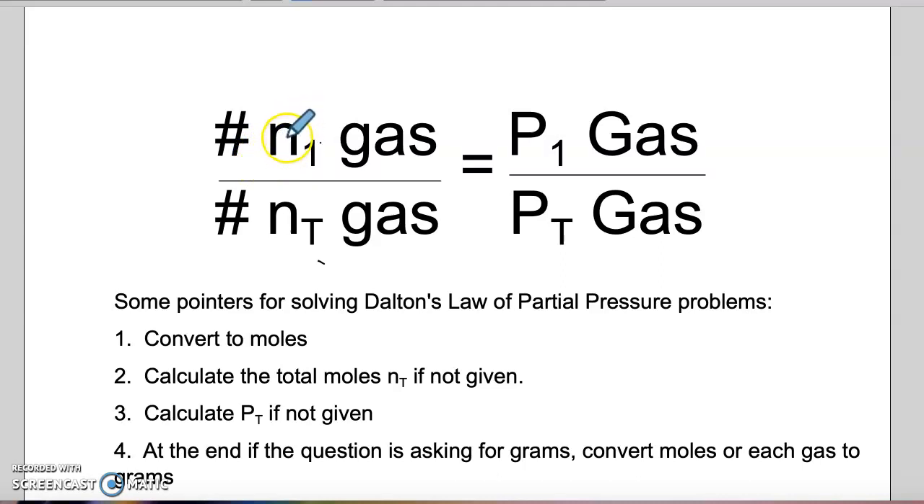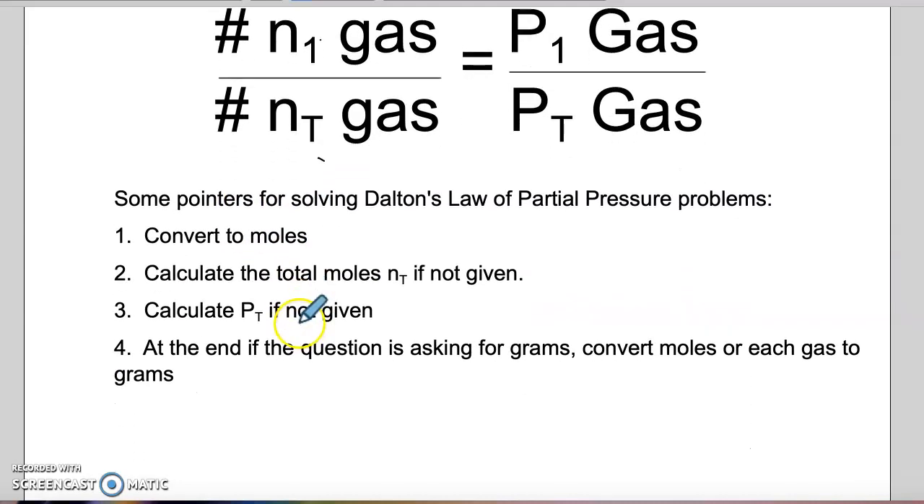I'm not going to show you that right now, but I think it makes sense that the number of moles of any particular gas, and it doesn't matter what the identity of the gas is, is directly proportional to the pressure of that gas. And the total pressure of the mixture of gases is going to be directly proportional to the total number of moles in the mixture.